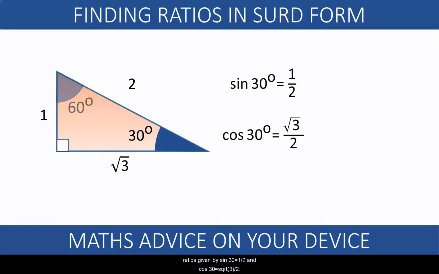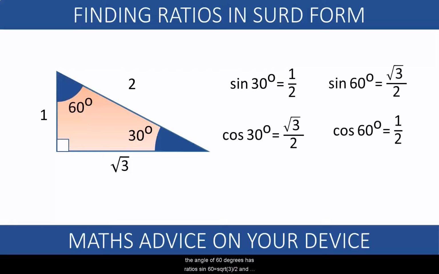The angle of 60 degrees has ratios sine of 60 equals square root of 3 over 2 and cosine of 60 equals a half. This makes sense because the side of one is opposite to 30-degree angle but adjacent to the 60-degree angle. That is why the sine and cosine are exchanged for angles that add up to 90.